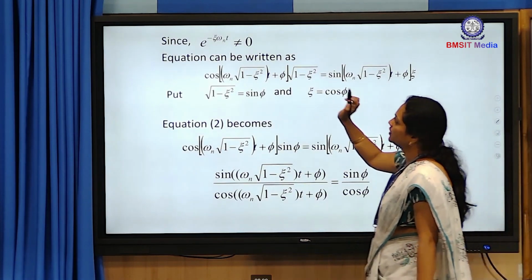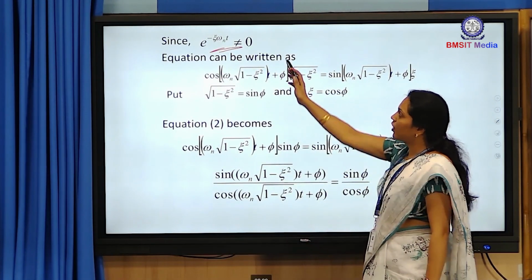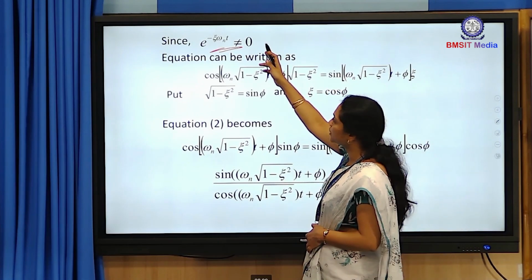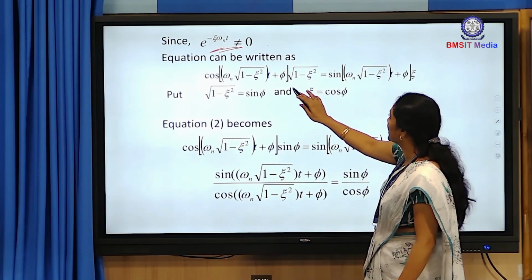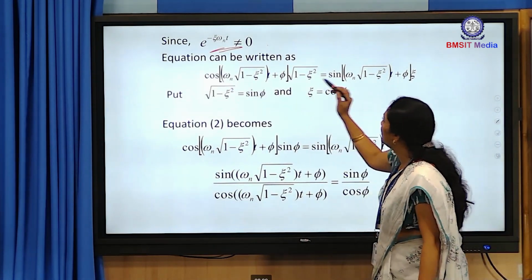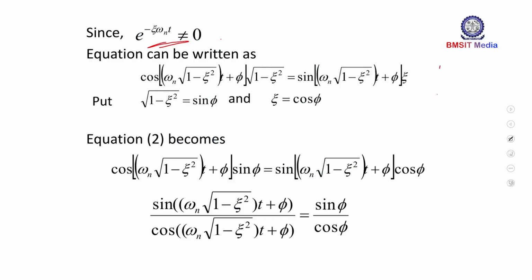After differentiation, I know that this cannot be equivalent to 0, because if I make this 0, the entire term will become 0. So this cannot be 0. Whatever the remaining part is, that remaining part can be written as this. Cos will be equivalent to sine. And what is root of 1 minus zeta square? Again, consider the same thing. Theta here or phi here, whatever it is. Root of 1 minus zeta square here, 1 here and zeta here.